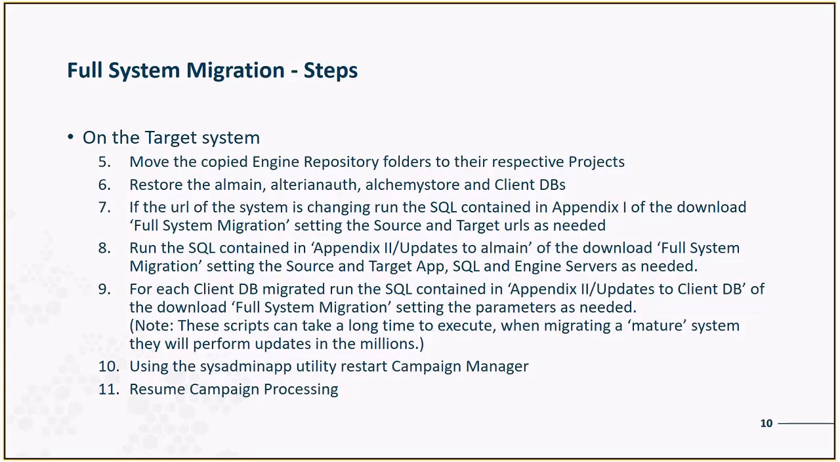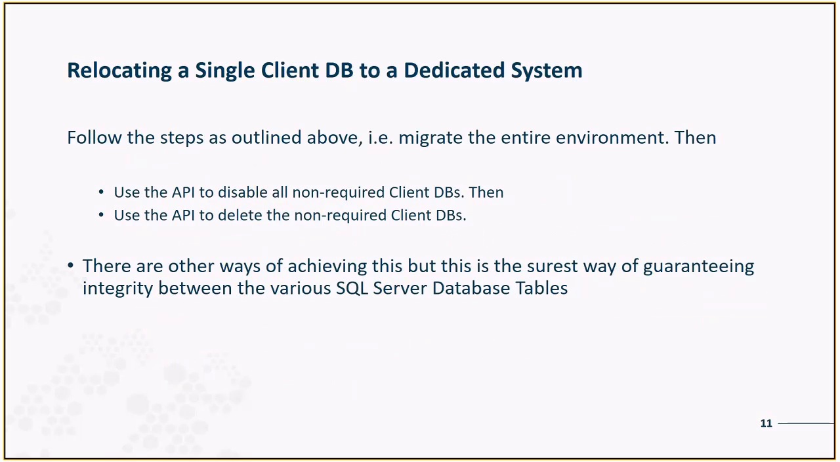Use the sysadmin app utility to restart Campaign Manager, and then you can resume campaign processing. Now, if the requirement is simply to relocate a single client DB to its own dedicated system, then the safest way of doing that is to follow the steps as outlined in this video, i.e. migrate the entire environment. Then, before you resume campaign processing, use the API to disable all non-required client DBs. Then use the API to delete all non-required client DBs. Then you can resume campaign processing.